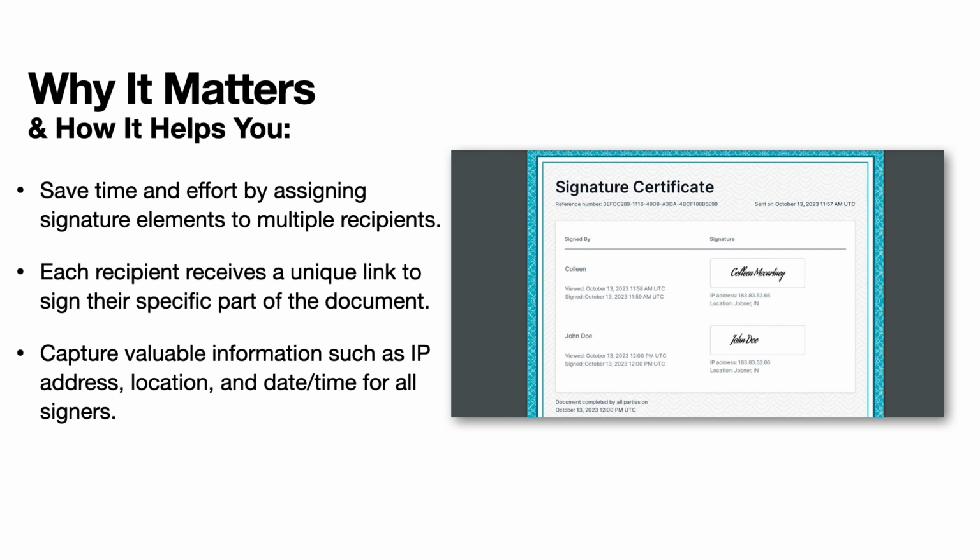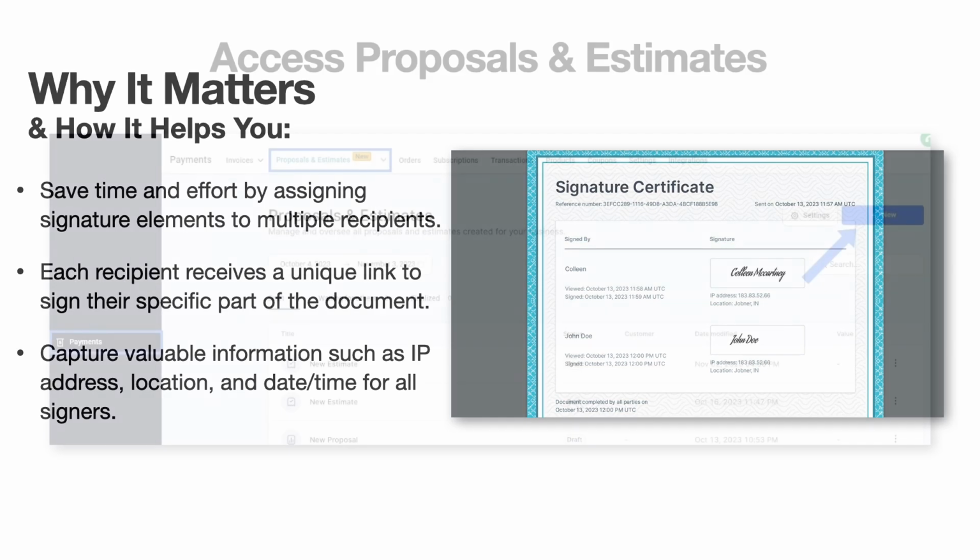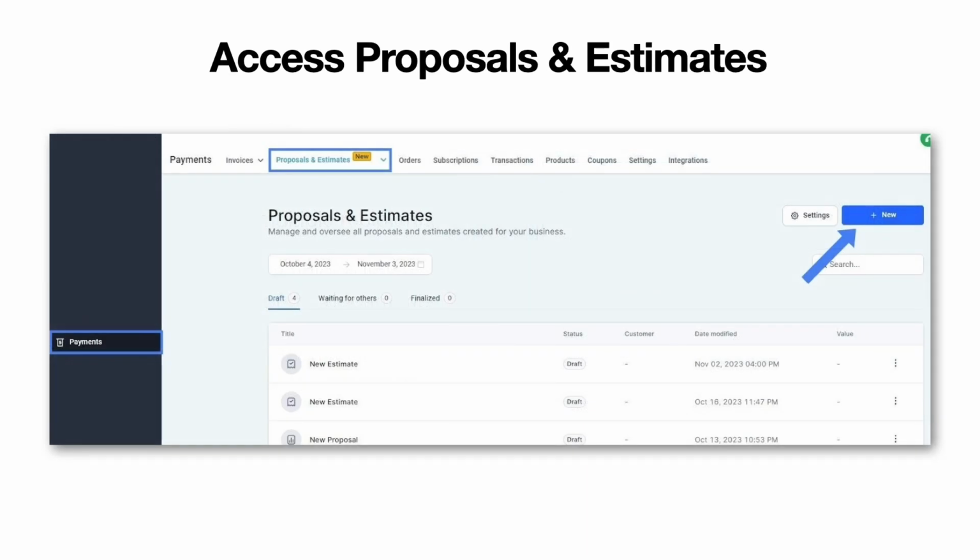Why it matters and how it's going to help you. This new feature update is going to help you by saving you time and effort by allowing you to assign signature elements to multiple recipients. Each recipient will receive a unique link to sign their specific part of the document. This new feature is also going to allow you to capture valuable information such as IP addresses, location, date, and time for all signers. Let me show you exactly how to access this new feature.